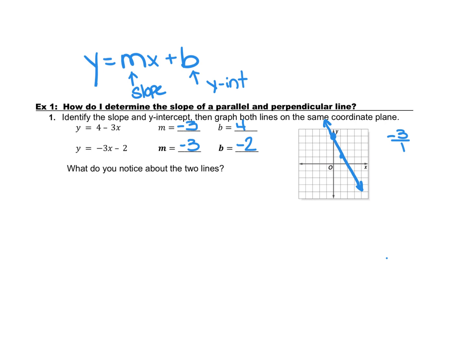All right, in our second line, notice we have a y-intercept of negative 2, so we're going to start on the negative 2, and from there I'm going to do my negative 3 slope, which is down 3 and then positive 1. All right, so from the negative 2, we're going to go down 3 over 1. And then let's draw a straight line. So what do you notice about the two lines? Well, notice how they are going in the same direction at the same rate. And so they're never going to touch. And that means that they're going to be parallel lines.